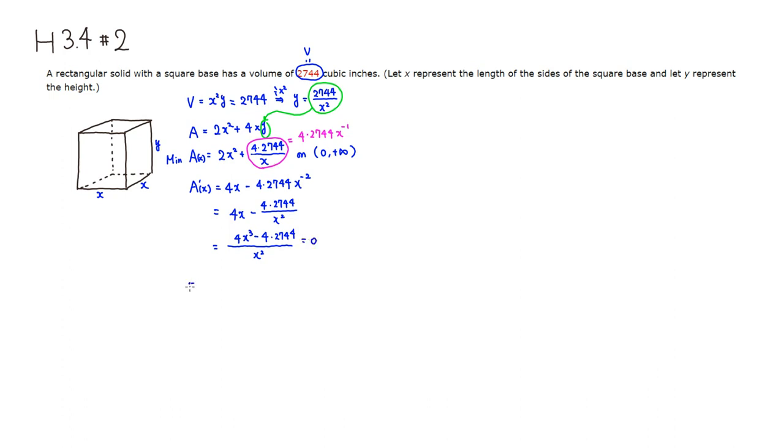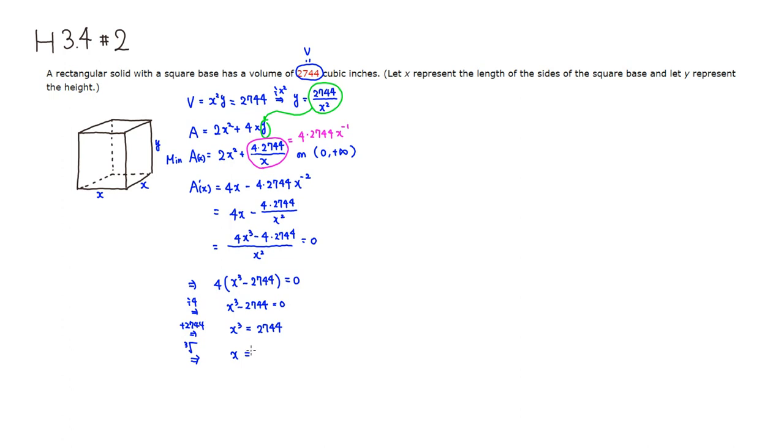I'm going to pull out the 4, so you have 4 times x cubed minus 2744 is equal to 0. We can just divide through by 4, so you have x cubed minus 2744 equal to 0. I'm going to add the 2744, so x cubed is equal to 2744. Then we can just take the cube root of both sides.